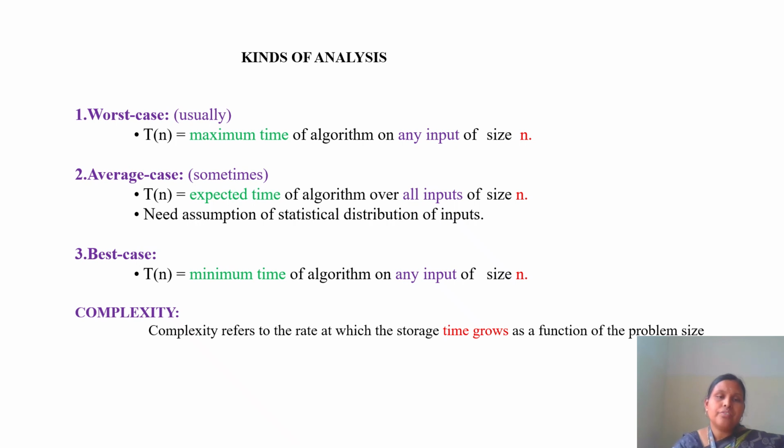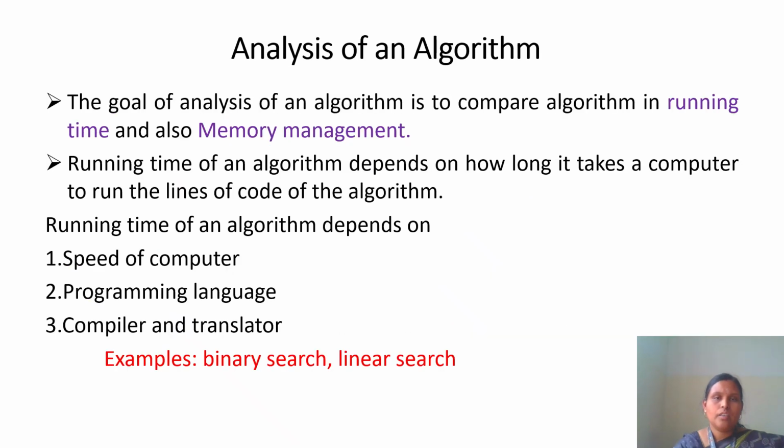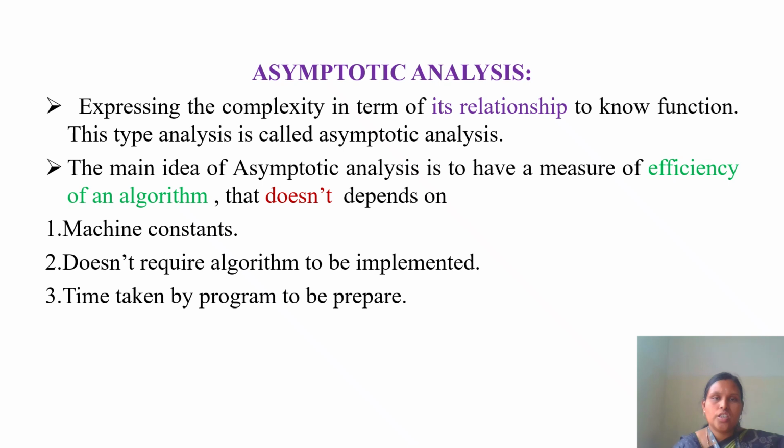So the complexity refers to the rate at which the storage or time grows as a function of the problem size. Next one is the analysis of the algorithm. The goal of analyzing an algorithm is its running time and also the memory management. The running time of an algorithm depends on how long it takes a computer to run the lines of code of an algorithm. It depends on the speed of the computer, programming language, and compiler and translator. The examples are binary search and linear search.